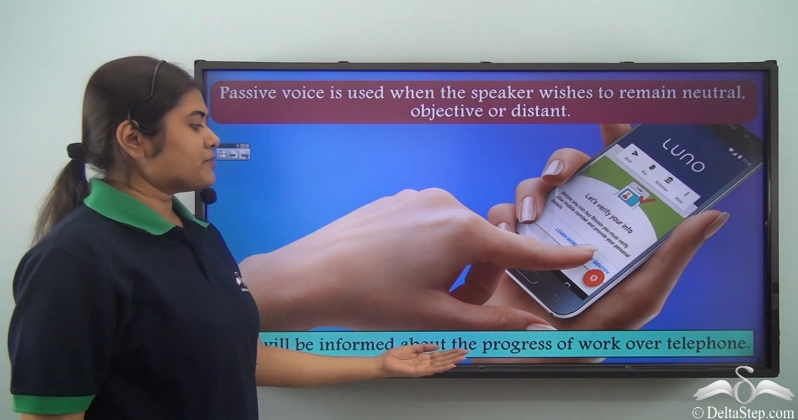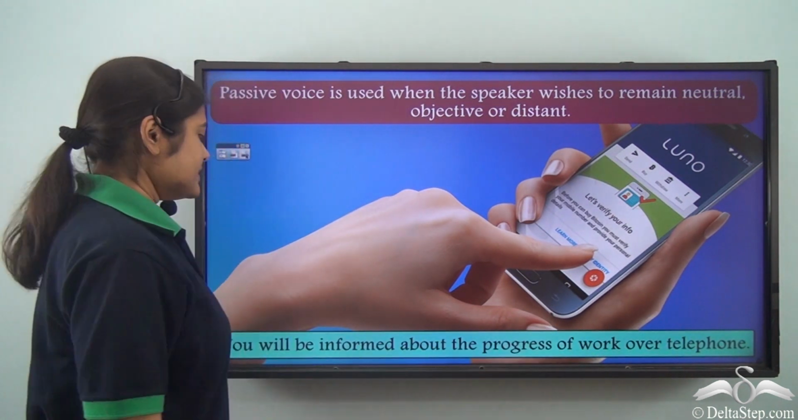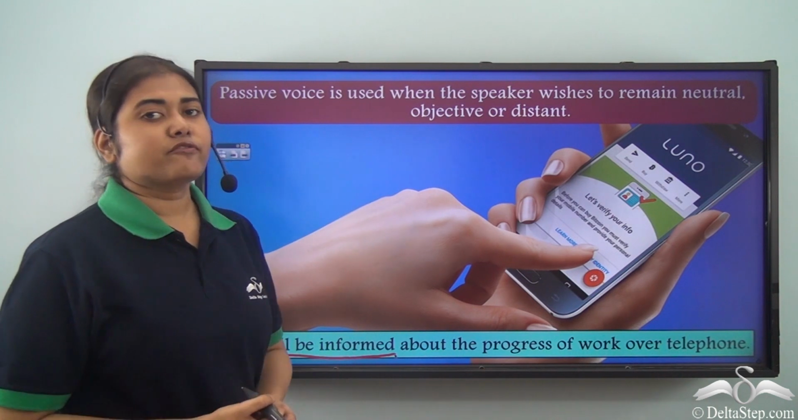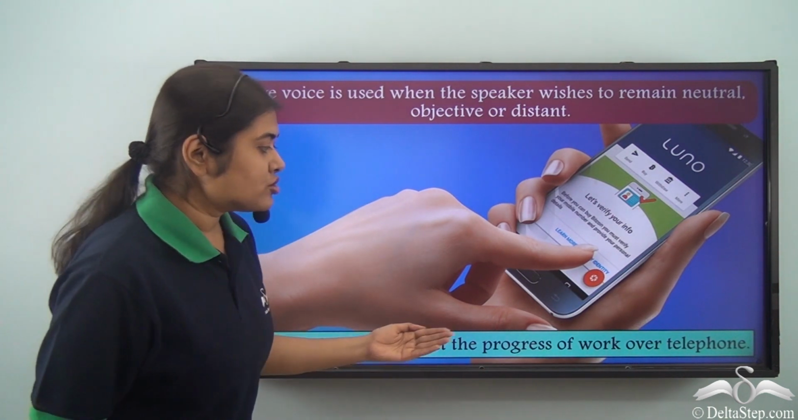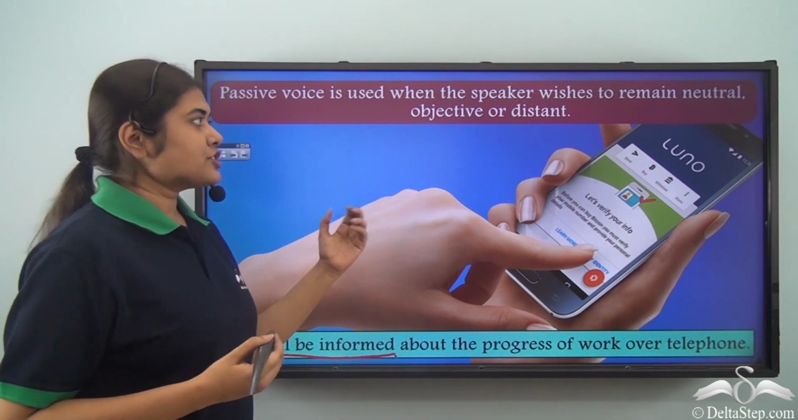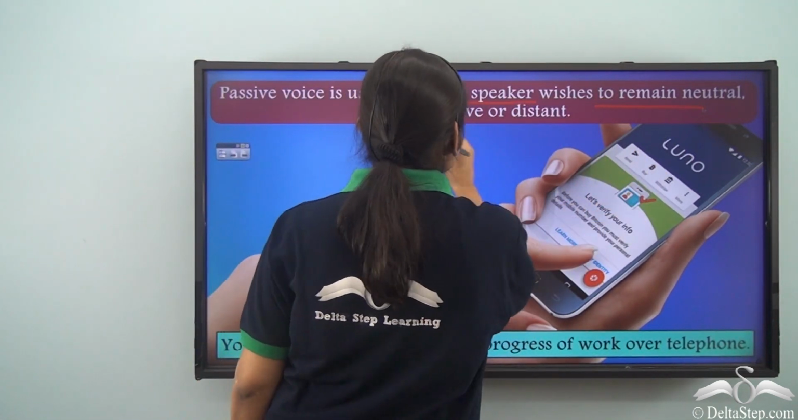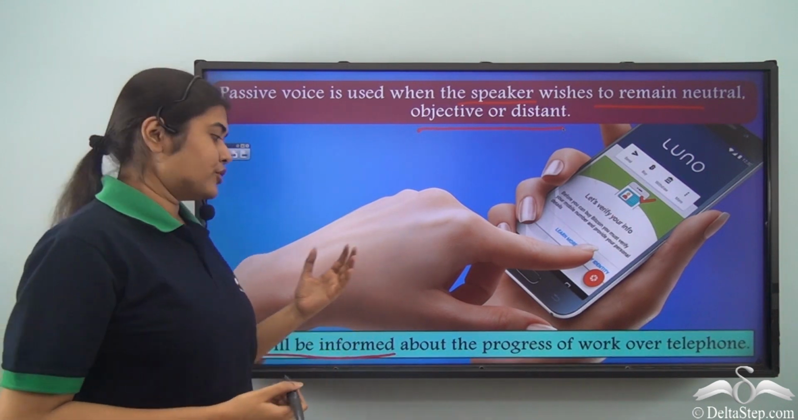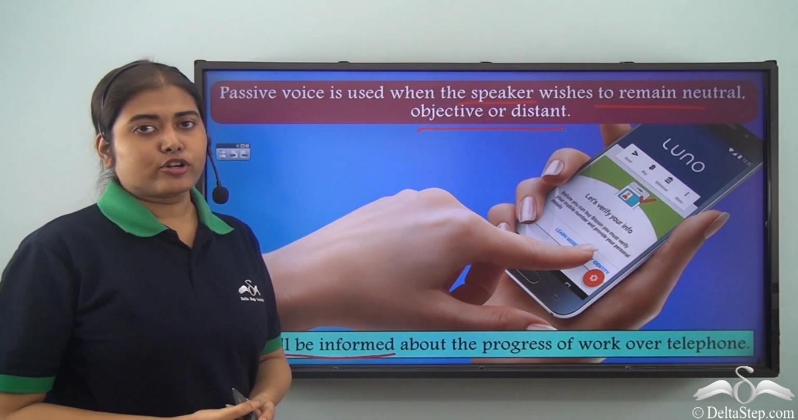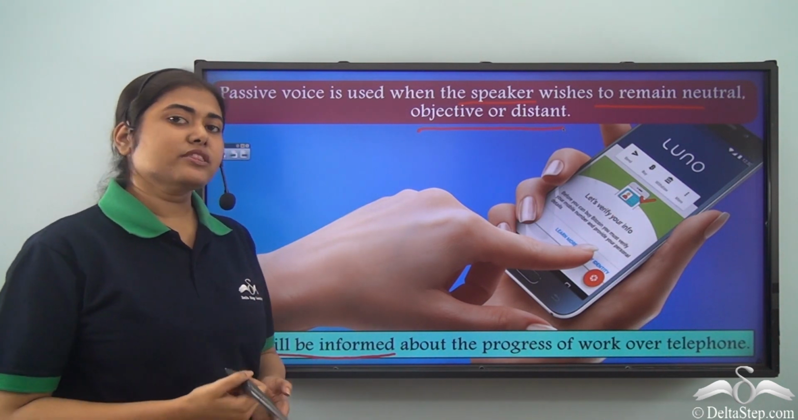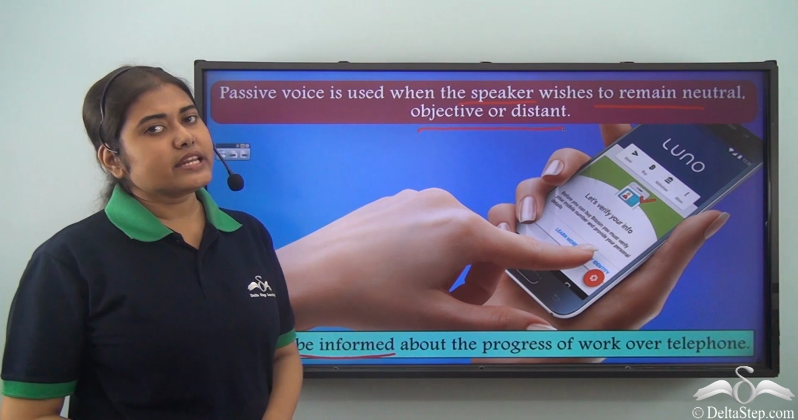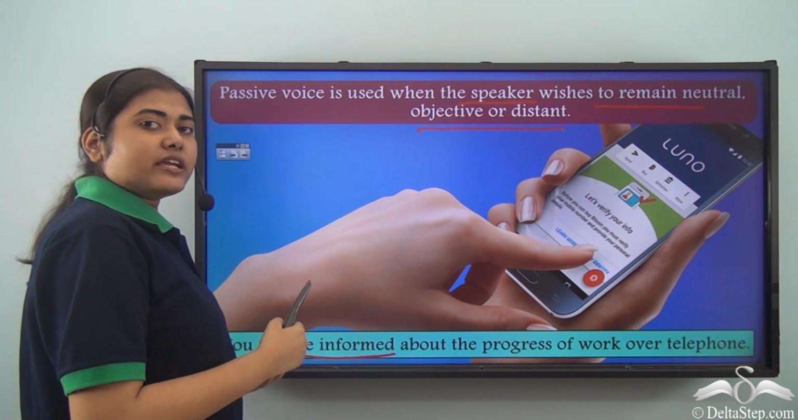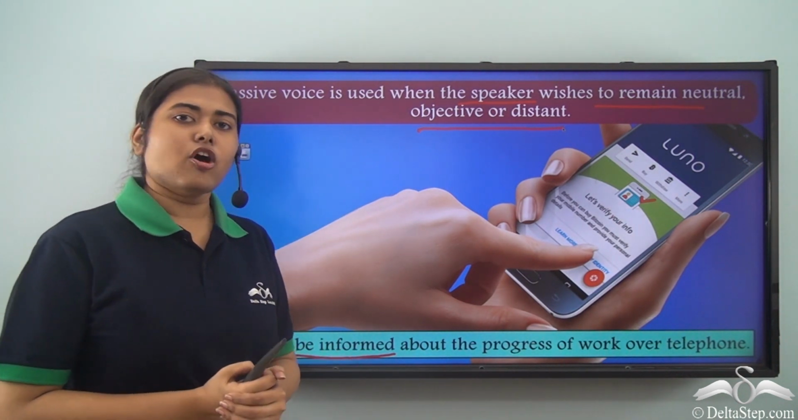You will be informed about the progress of work over telephone. Now in this case, you will be informed. So this is our verb. But who is informing? That is not given in the sentence. So in such a case where the speaker wishes to remain neutral, objective or distant, we choose to use the passive voice. So here the receiver is more important than the doer. So even if we omit the doer, it does not hamper the meaning of the sentence. Here you is the receiver, you will be informed, but who is informing? That is not mentioned.